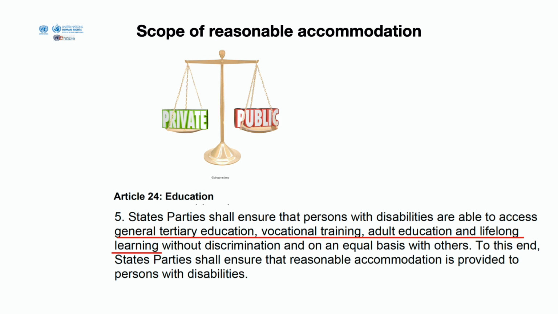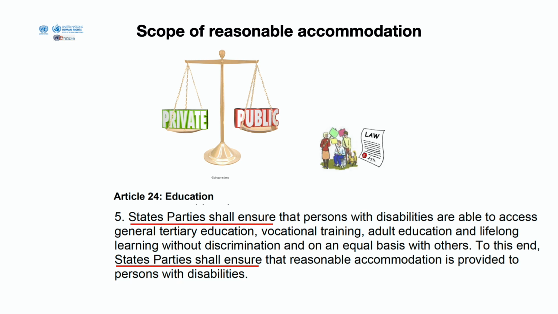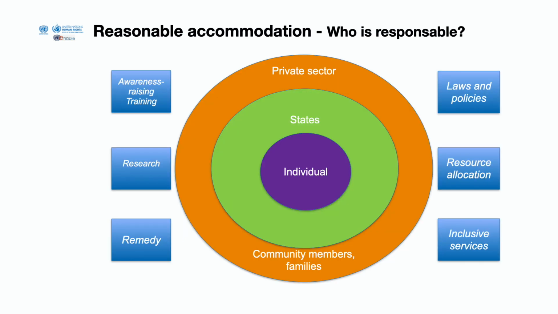Article 24.5 of the Convention specifies the right to access general tertiary education, vocational training, adult education, and lifelong learning. There is therefore a duty on all education providers to deliver reasonable accommodation for learners with disabilities. A legislative basis is required to oblige also private actors to provide reasonable accommodation for learners with disabilities. In practice, providing reasonable accommodation for students with disabilities is a collaborative effort.